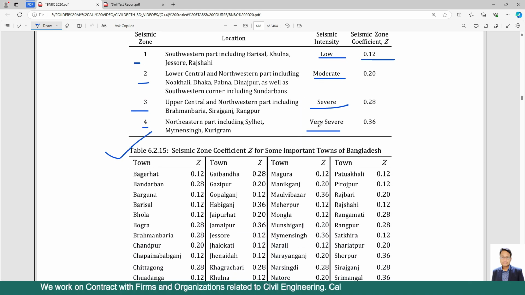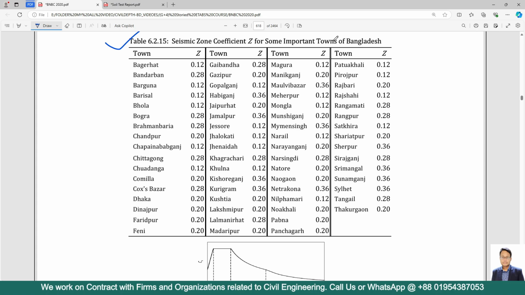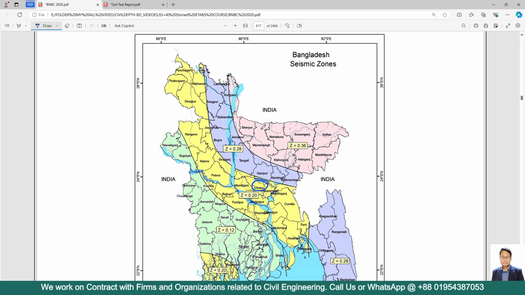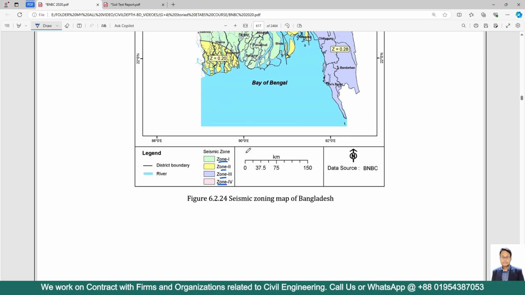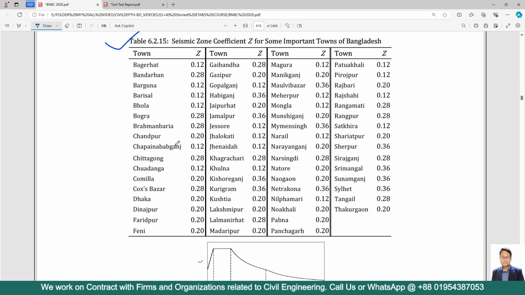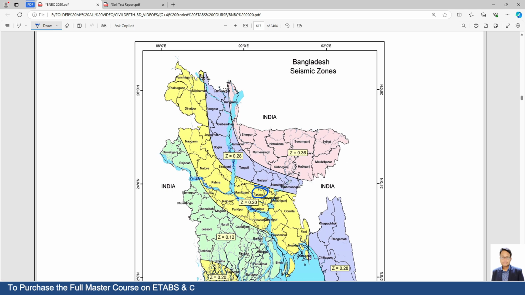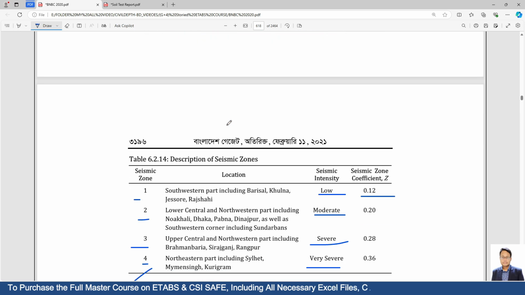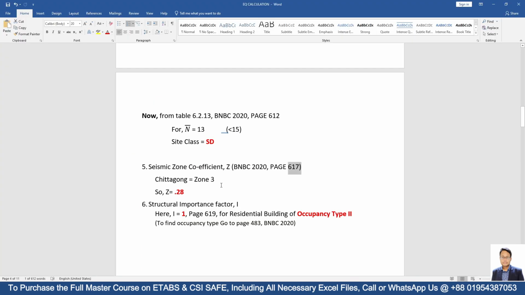Here they have also provided a zone coefficient chart. Basically these values are written here in a regular format. From here we can see that for Dhaka the zone coefficient is 0.20. Also we can find this from here. Now write this value here. I will write Dhaka because we are designing this structure for our capital Dhaka city. Seismic zone will be 2 and zone coefficient will be 0.20.